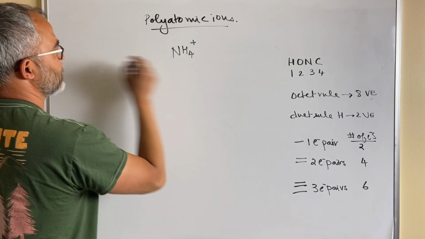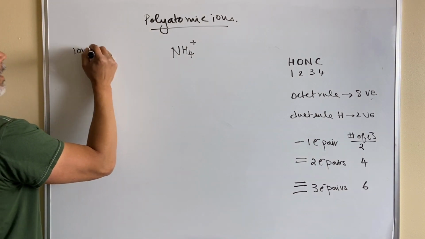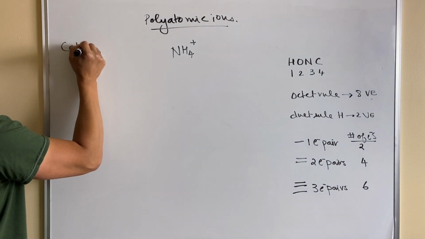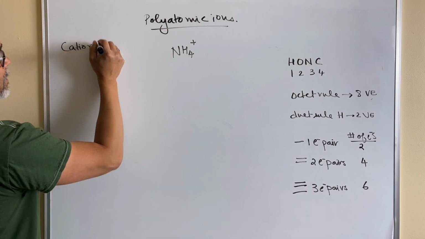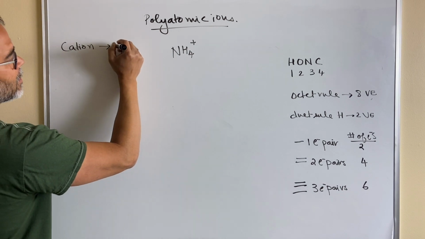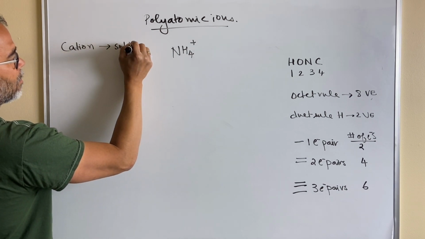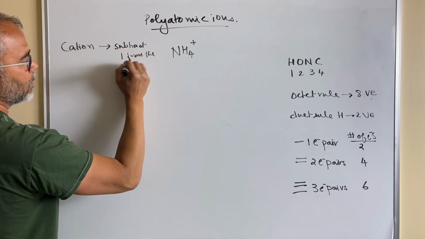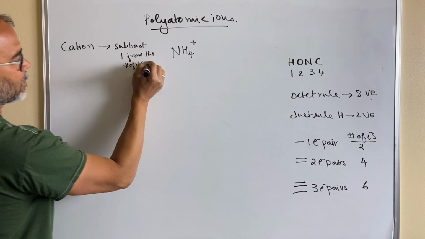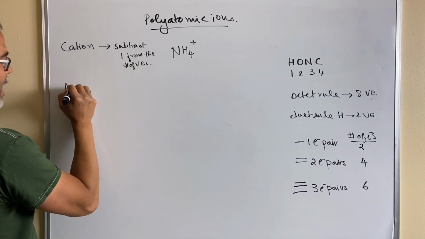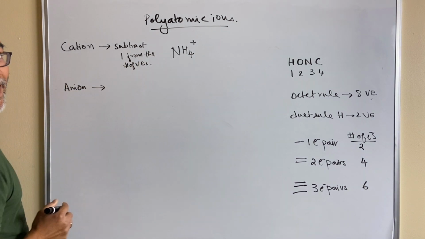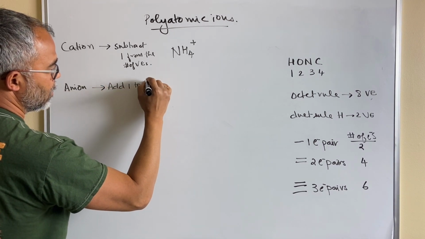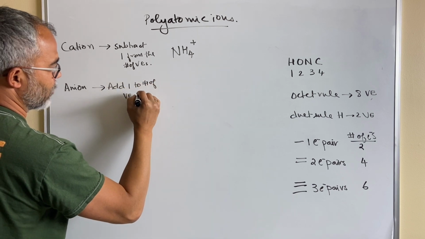If the ion is a cation, that means it's positively charged, then you will subtract 1 from the number of valence electrons. If it is an anion, which means it's negatively charged, you will add 1 to the number of valence electrons.